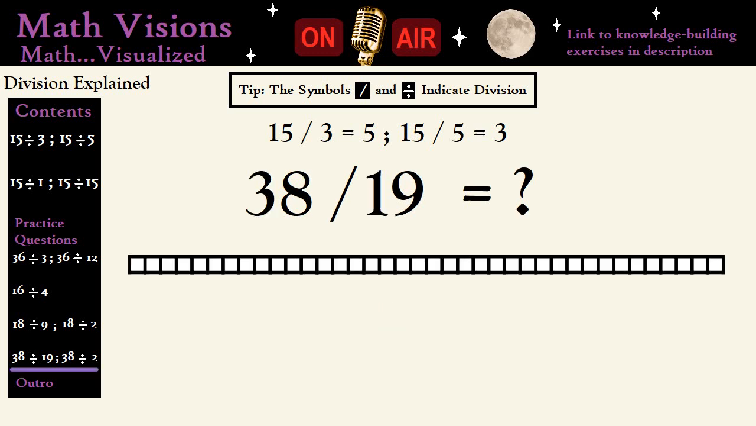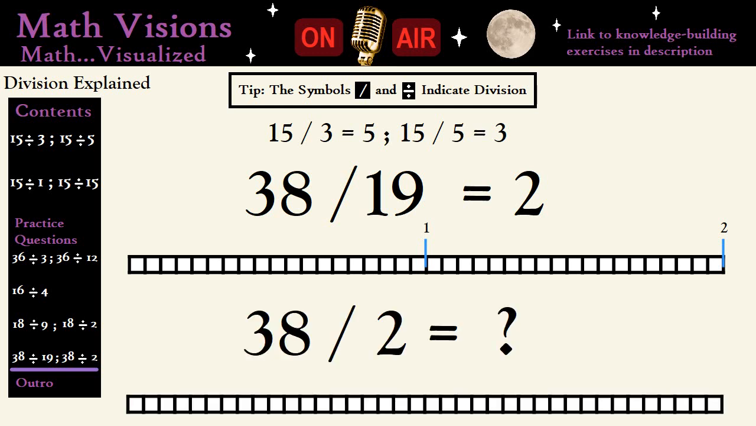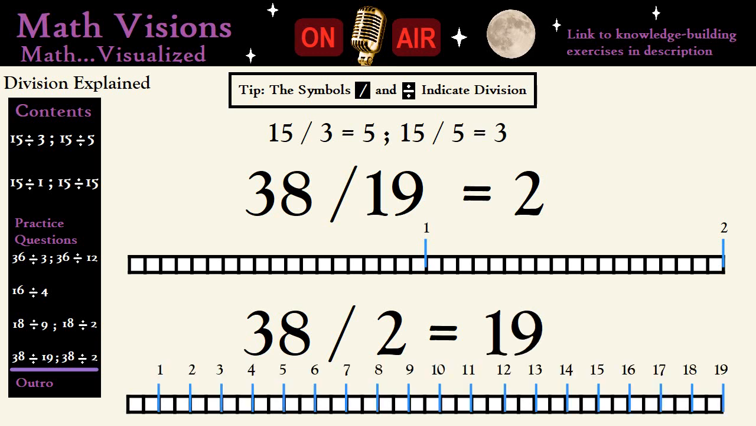Finally, we have 38 divided by 19. Looking at our prior examples, what do you need to do? If you said count off groups of 19, that's correct. So, how many groups do we have? The answer is 2. What about 38 divided by 2? If you guessed 19, that's correct.